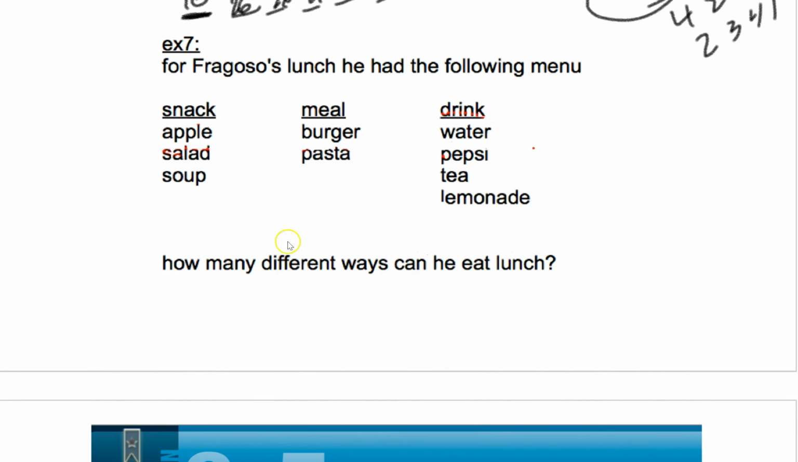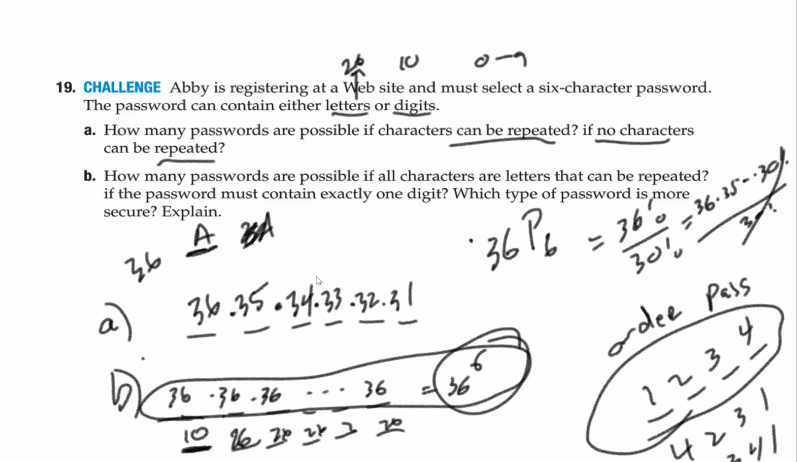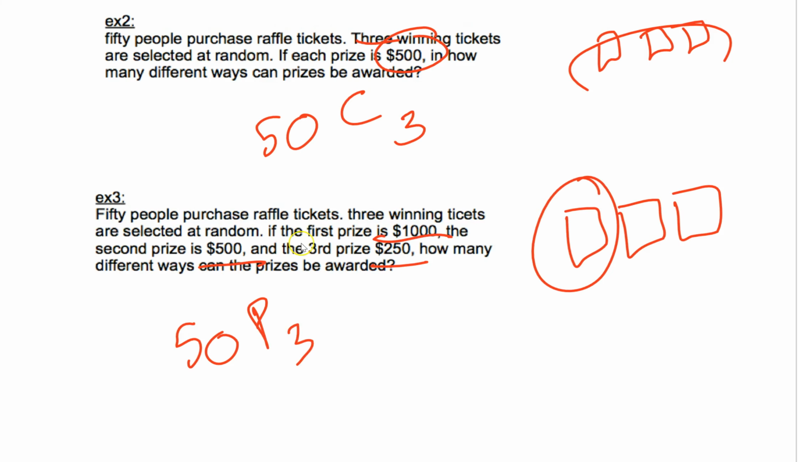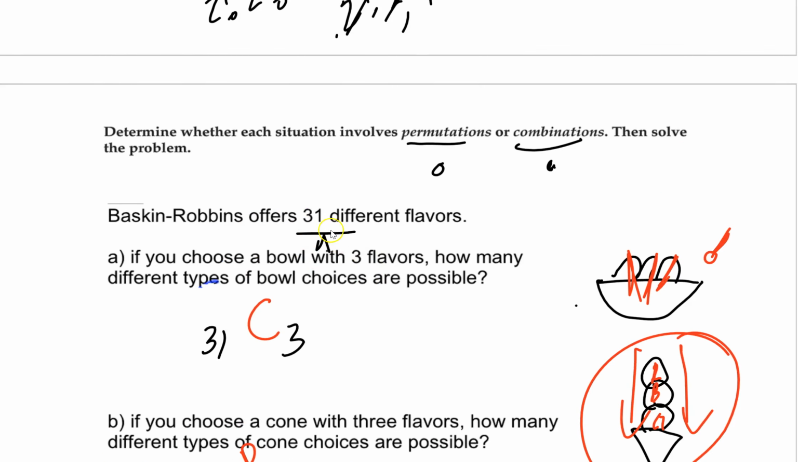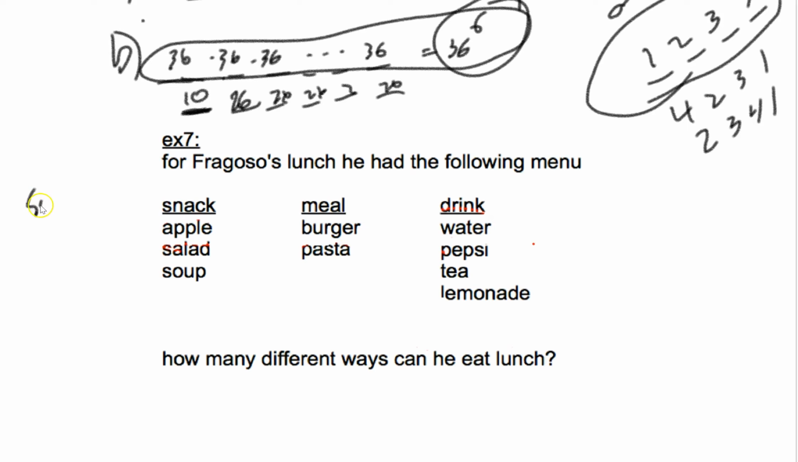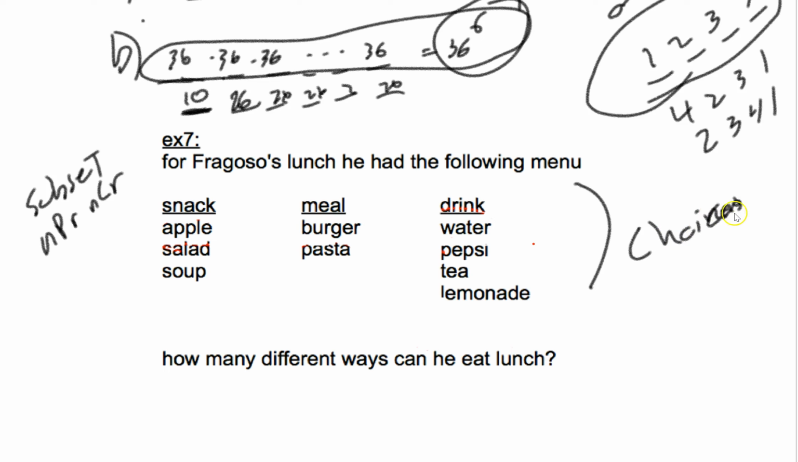So look at this. Anytime we do P and C, I should probably just explain this better. You're picking a subset, right? I'm picking 4 out of 10. Permutation combination. I'm picking 3 winners out of 50. Permutation combination. I'm picking 3 flavors out of 31. If you're picking a subset, a small group out of a bigger group, then it's nPr or nCr. In this case, I don't have a subset. I'm not picking 3 snacks out of a total of snacks. I have choices. And if I have choices, then it's the fundamental counting principle.